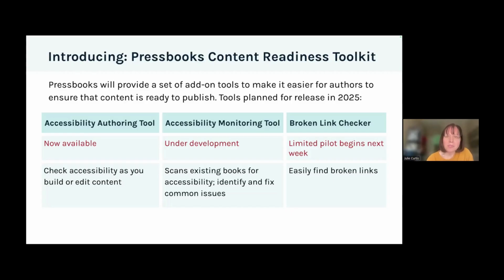It allows authors to check for accessibility and get flags around that as they are building or editing content. We have begun development on what we're calling the Accessibility Monitoring tool. That's a tool that scans existing books for accessibility, so you don't have to go page by page, to help with identifying and fixing common issues.